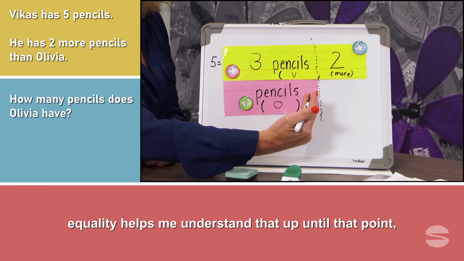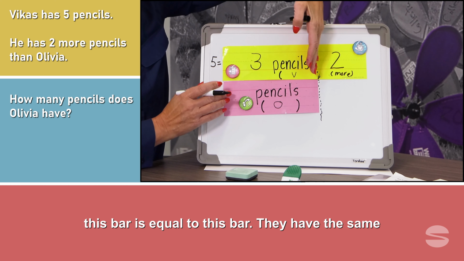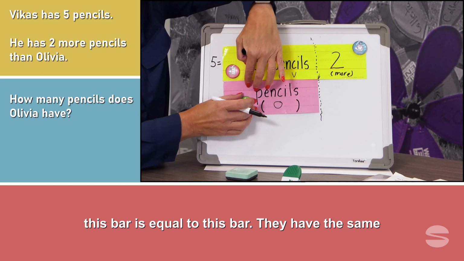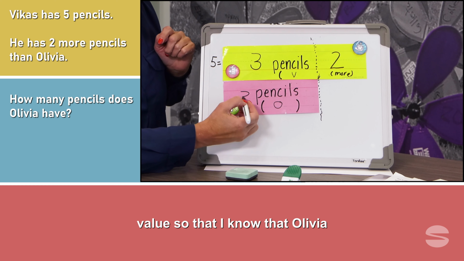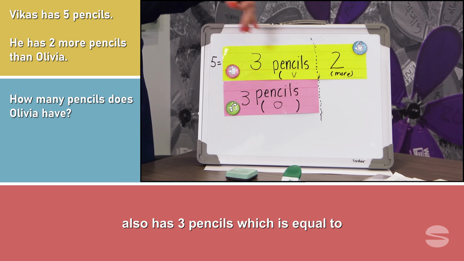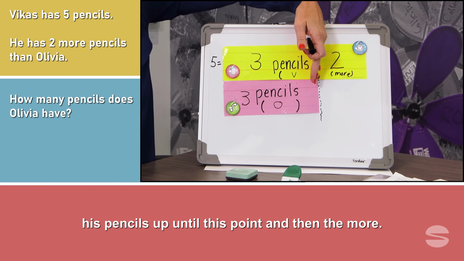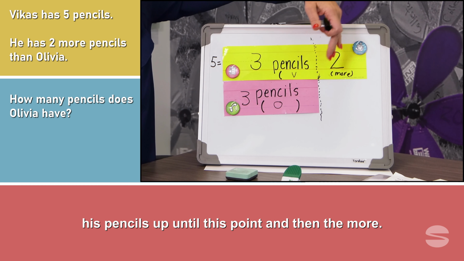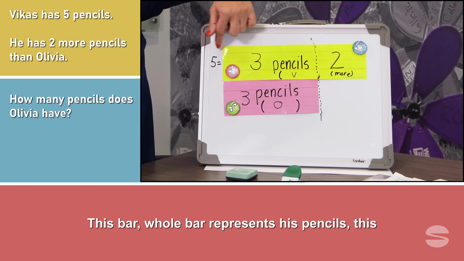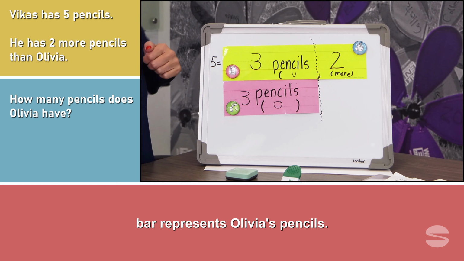This line of equality helps me understand that up until that point, this bar is equal to this bar. They have the same value, so I know that Olivia also has 3 pencils, which is equal to his pencils up until this point, and then the more. This whole bar represents his pencils. This bar represents Olivia's pencils.